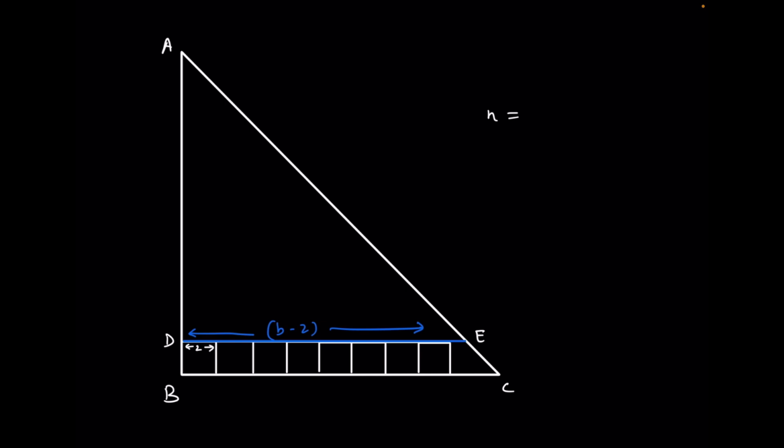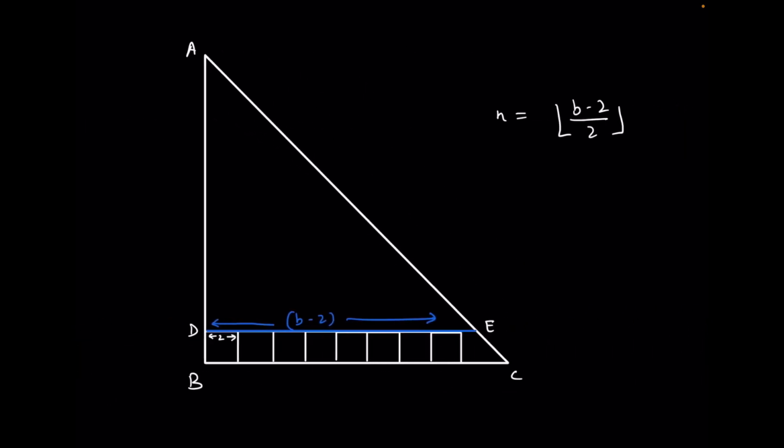And we are basically trying to fit these length 2 line segments onto this B minus 2 length line. So the number of such line segments we can fit, or the number of such squares that we can fit onto this bottom layer, is just going to be the floor, or the integral part, of B minus 2 upon 2, right?